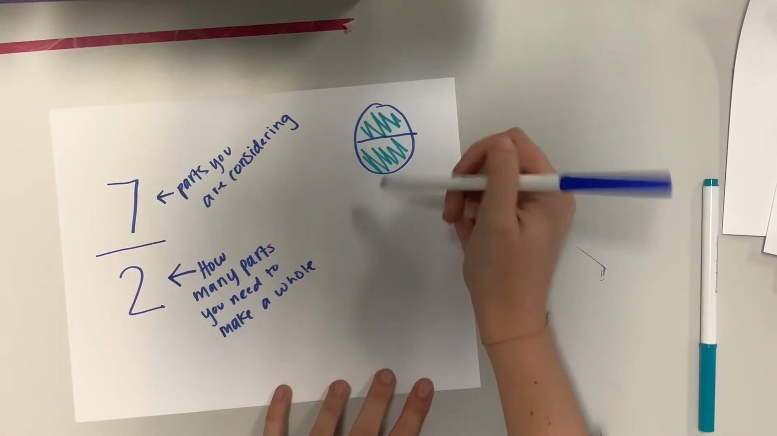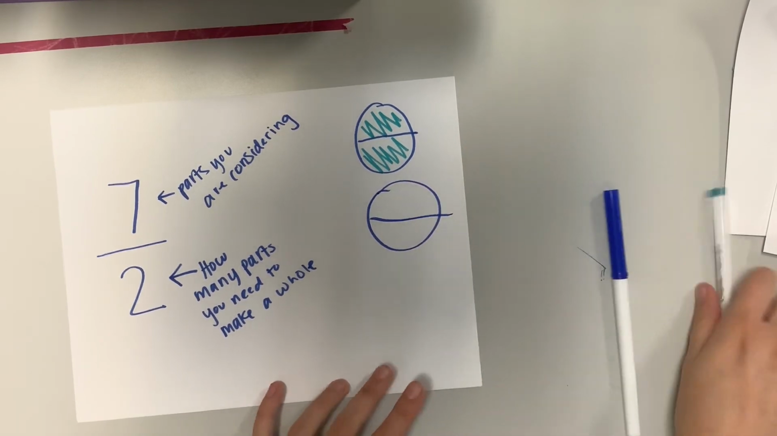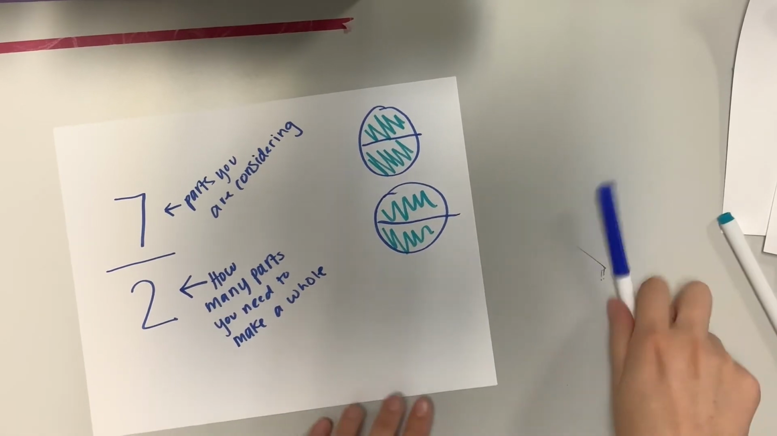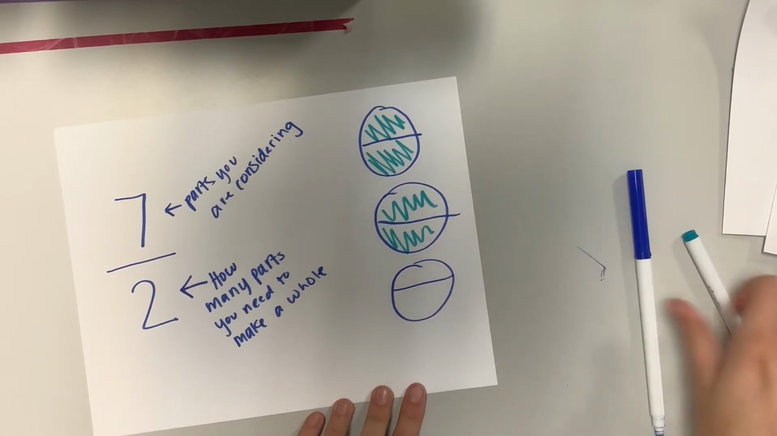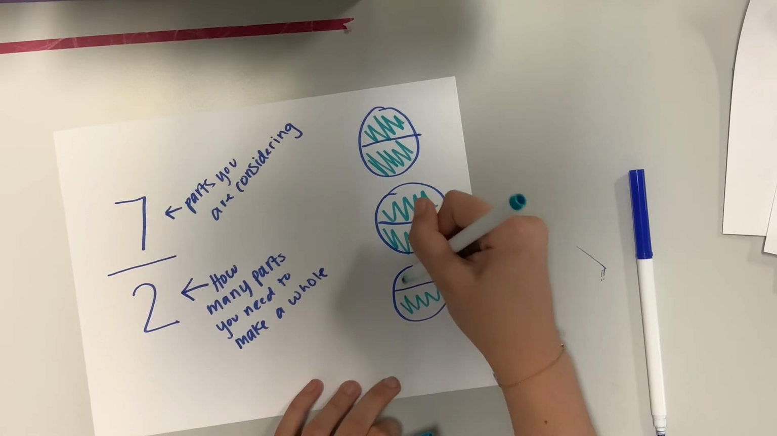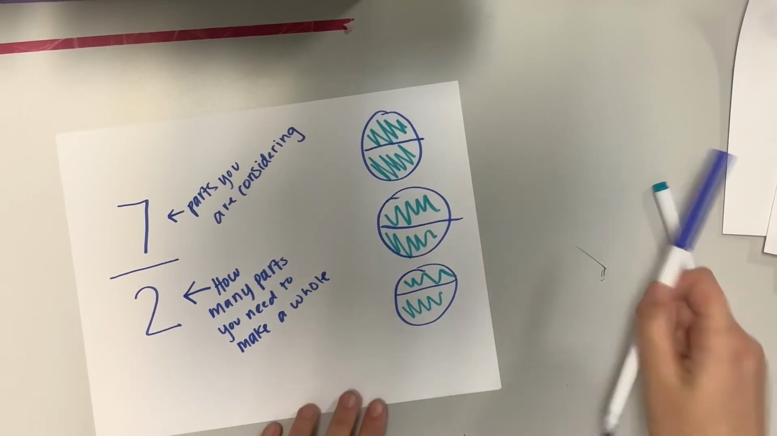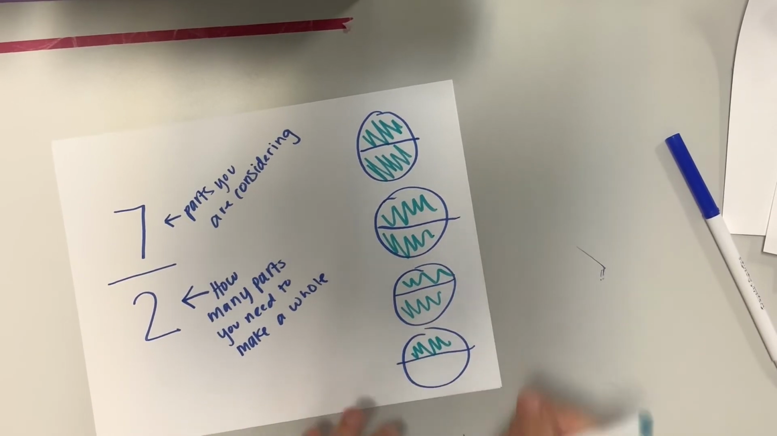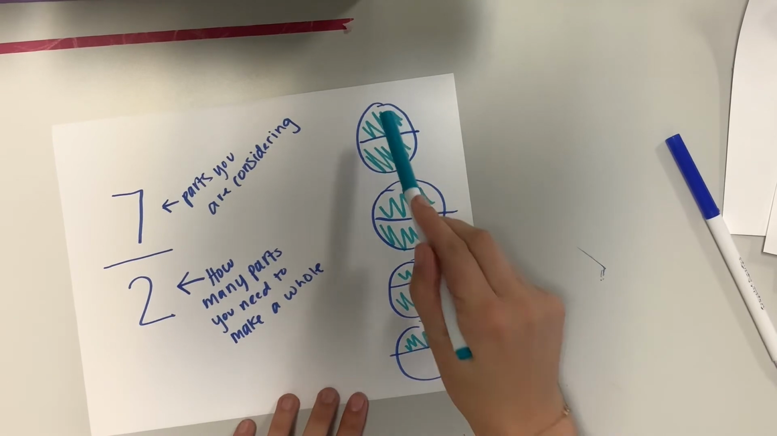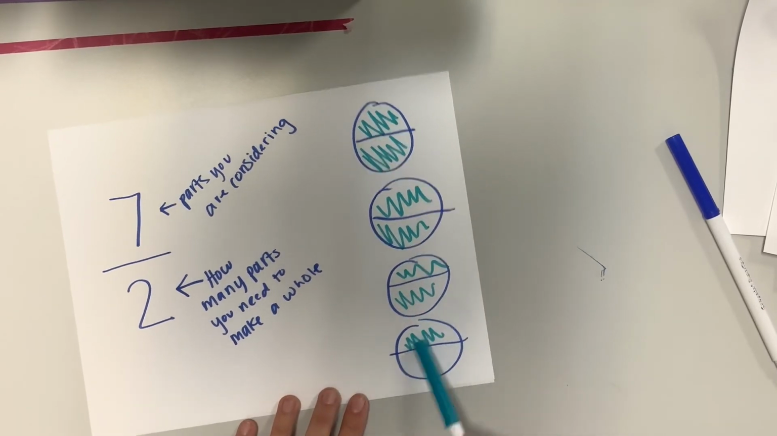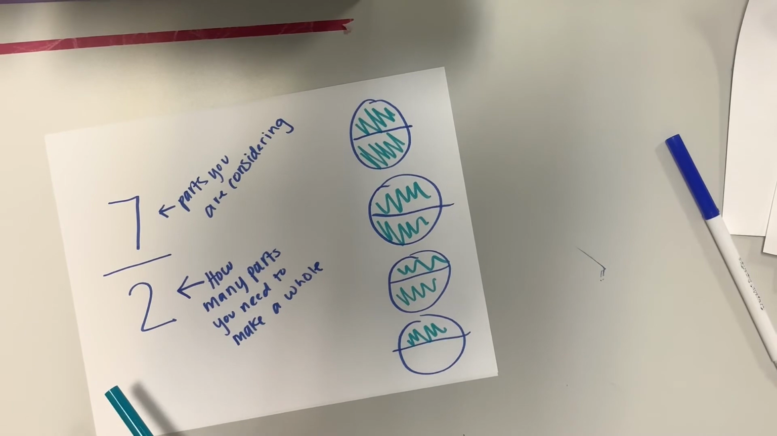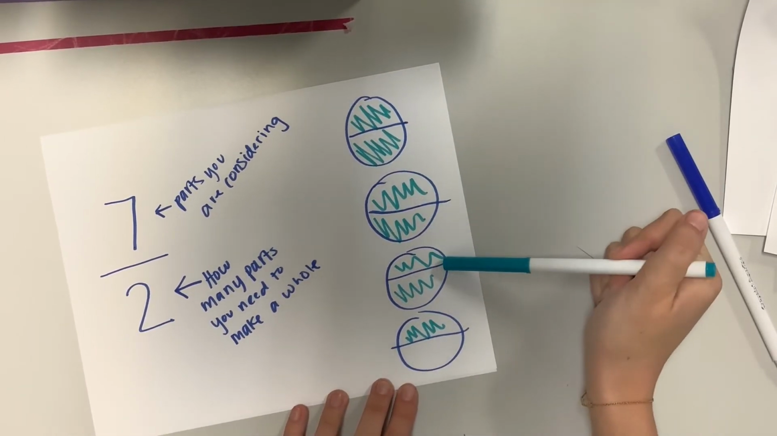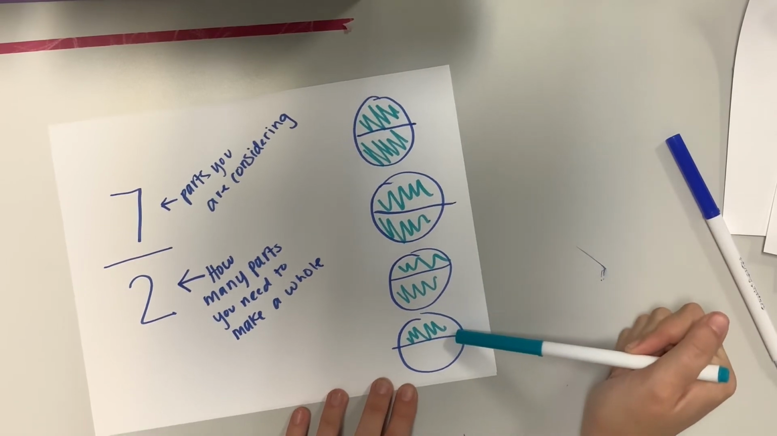So I guess I need another pizza. That would be 3 parts, 4 parts. Uh-oh, I need another pizza. 5 parts, 6 parts, I'm almost there. Okay. 1, 2, 3, 4, 5, 6, 7. I have 7 halves. I don't just have one whole pizza. I have 1, 2, 3 whole pizzas and a half of a pizza.